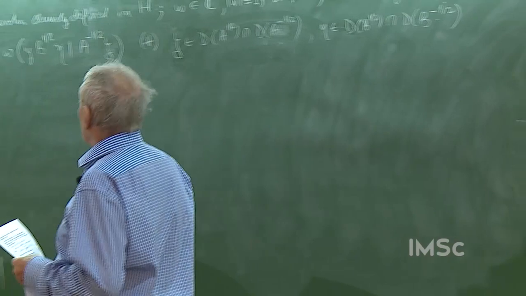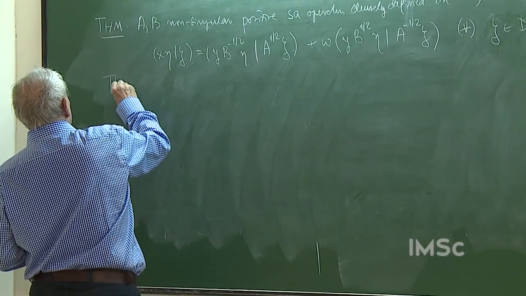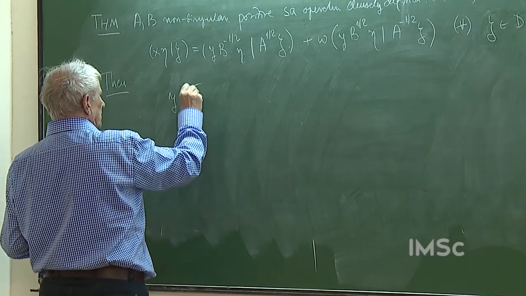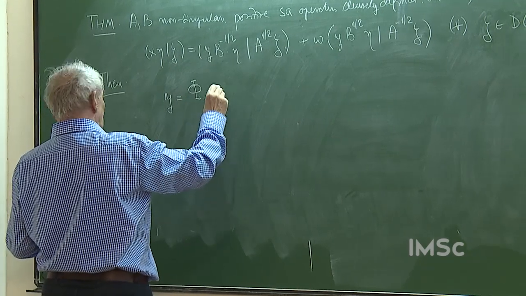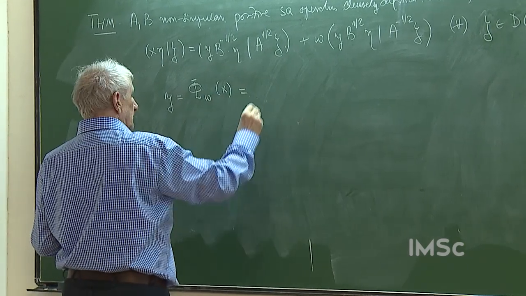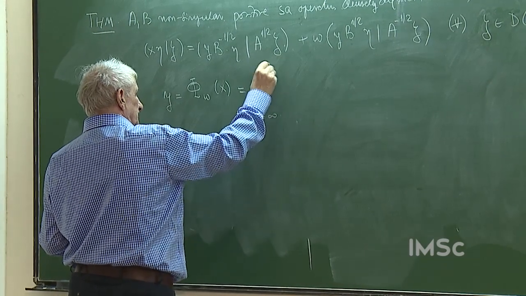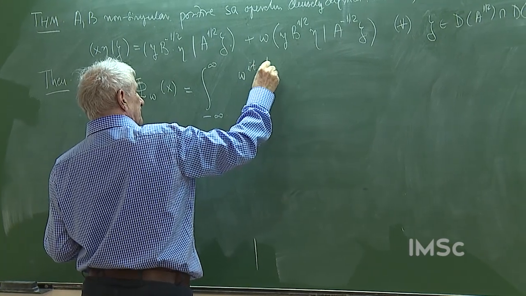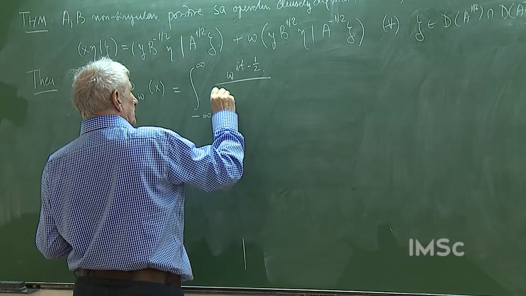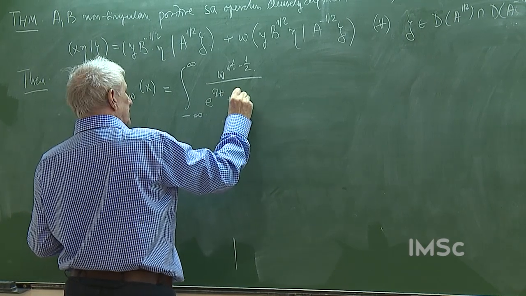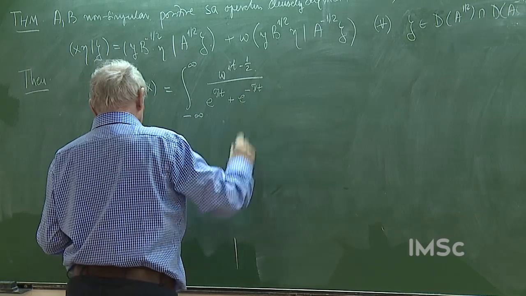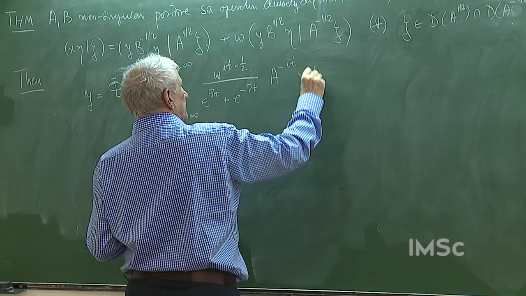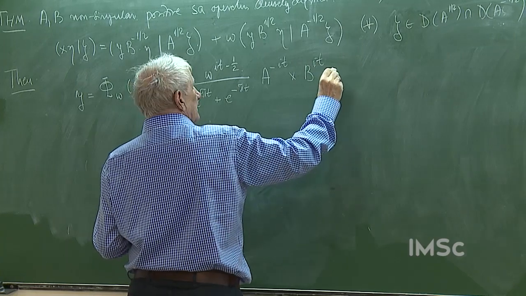So what we got here, we got something with this element here in the role of y in there. Okay. Then the conclusion is that y is what I will call phi sub omega of x, and this is equal to the integral from minus infinity to infinity of omega to power it minus 1/2 over e to power pi t plus e to power minus pi t, a to power minus it, x, b to power it, dt.